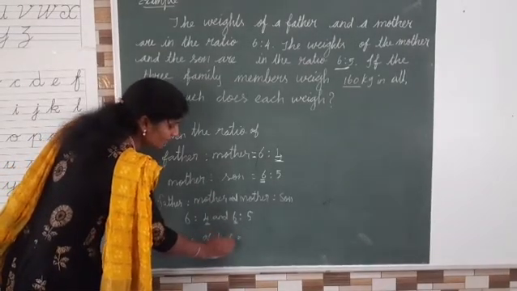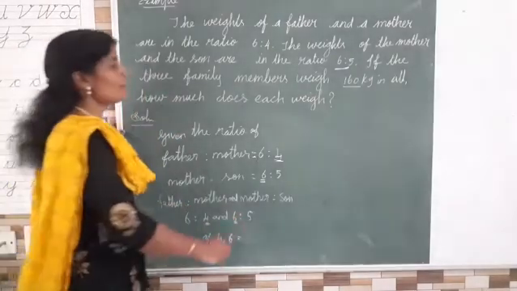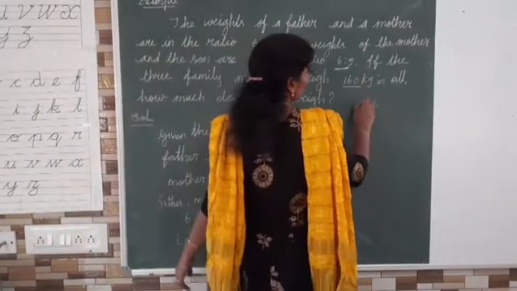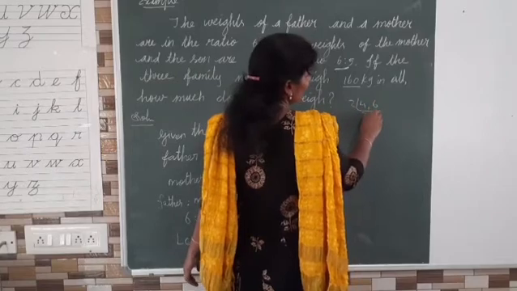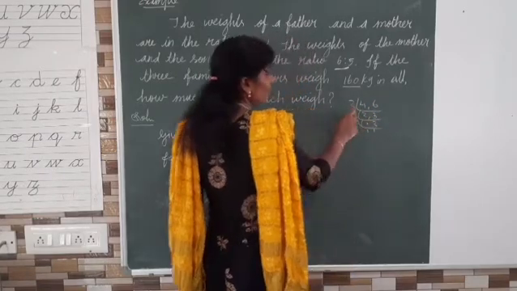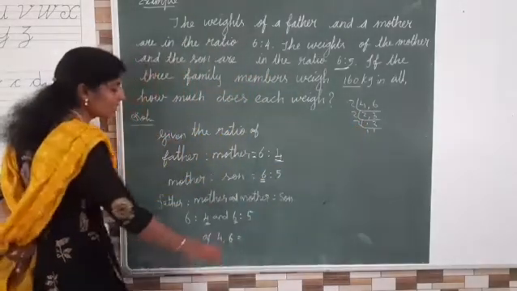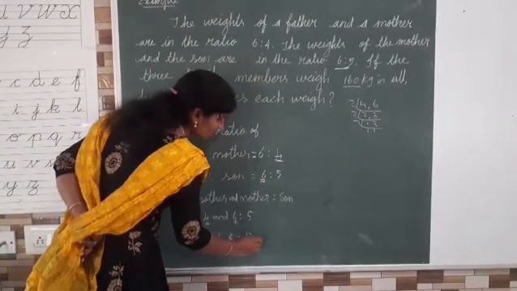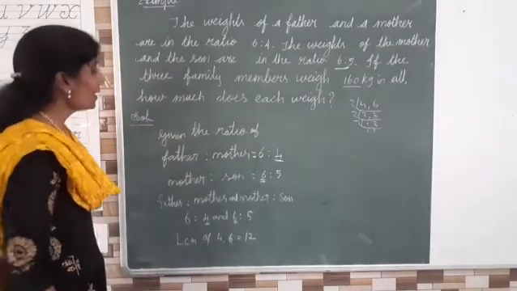Sorry, LCM of 4 and 6. Isn't it? 4 and 6. What is the LCM? 4, 6. 2 table, 2 2s are 4, 3 2s are 6. 2 table 1 3. Then 3 1 1. 2 2s are 4, 4 3s are 12. Isn't it? So LCM of 4, 6 equal to 12. Isn't it? Now we can convert.